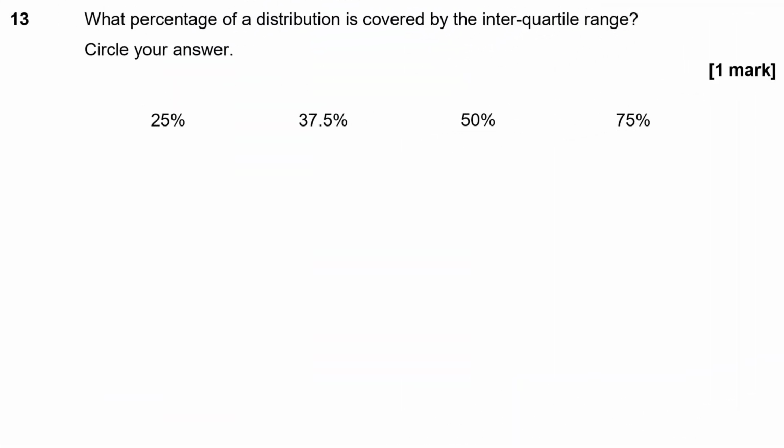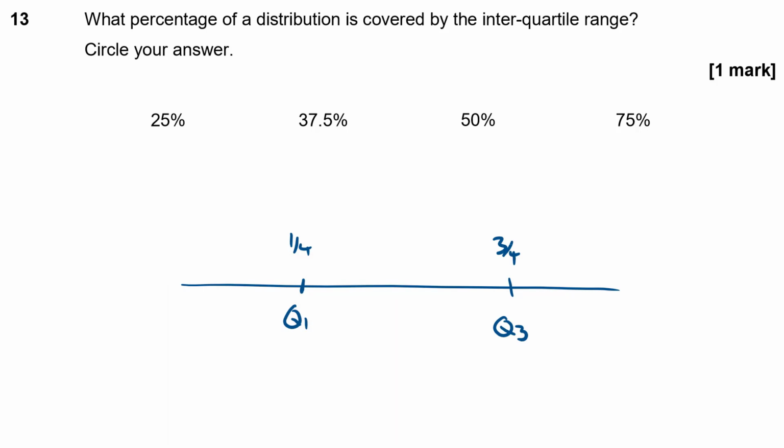Okay, question 13 asks, what percentage of a distribution is covered by the interquartile range? Okay, now let's think about this. If the range of numbers goes from the highest to the lowest value, and Q1, our lower quartile, is 1/4 of the way through, and Q3, our upper quartile, is 3/4 of the way through, then our interquartile range covers all the data in between. So we've got our median in the middle, haven't we? Q2. So between Q1 and Q2 we've got 1/4 of the data, and between Q2 and Q3 we've got 1/4 of the data. So between Q1 and Q3 we must have half of the data, which is 50%. So the interquartile range covers 50% of our data.